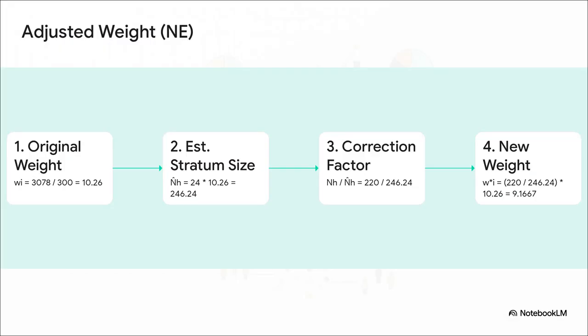The original weight for any county was just the total population divided by the sample size, so 10.26. Now we got 24 counties from the Northeast in our sample. Based on that original weight, our sample estimates there are about 246 counties there. But we know the truth. The real number is 220, so we divide the true number by our estimate and multiply by the original weight. Since we oversampled the Northeast, the new weight is smaller. We're dialing down its influence.